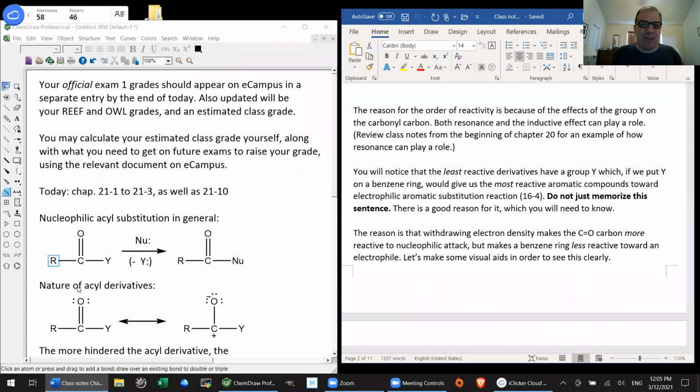And I'm being really general here, being really sloppy with charges, let's say, but this is in general the type of reaction we're talking about. And it's going to depend, as you can imagine, quite a bit on what that group Y is, which we're going to get to.